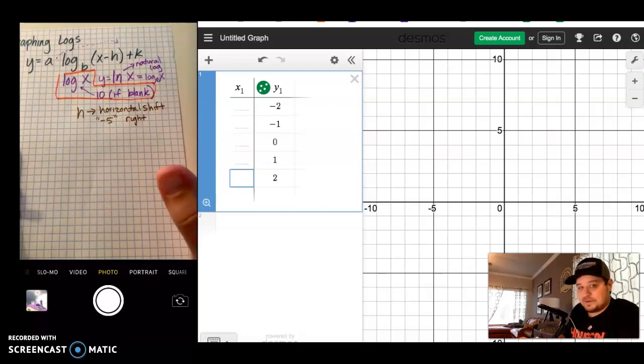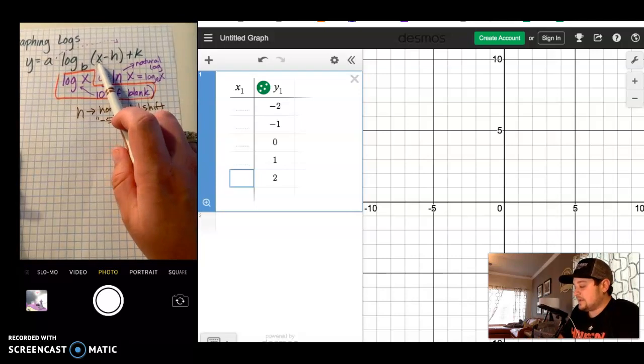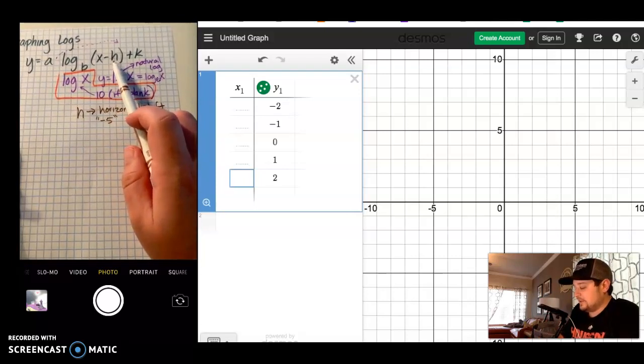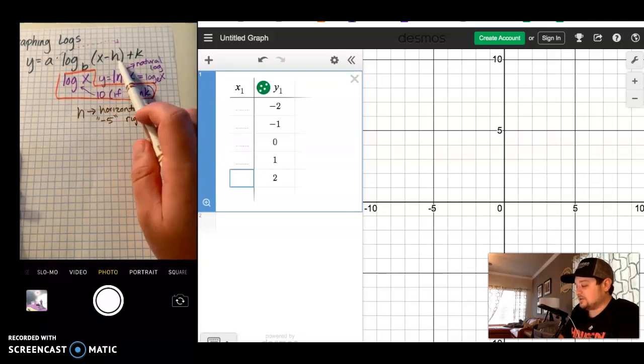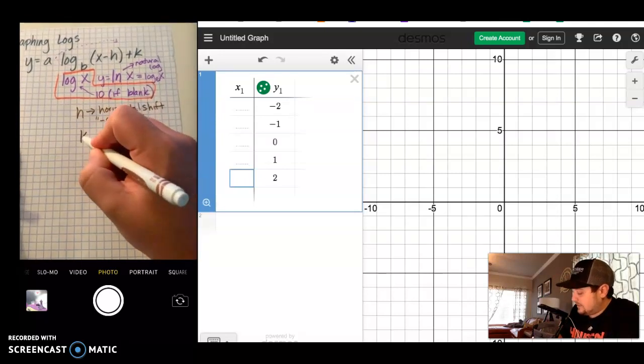We've explained that many times. It has to do with the fact that the x has to make up for that h value, and so it has to go the opposite direction in order to sort of even that thing out. Okay. There's also a k.